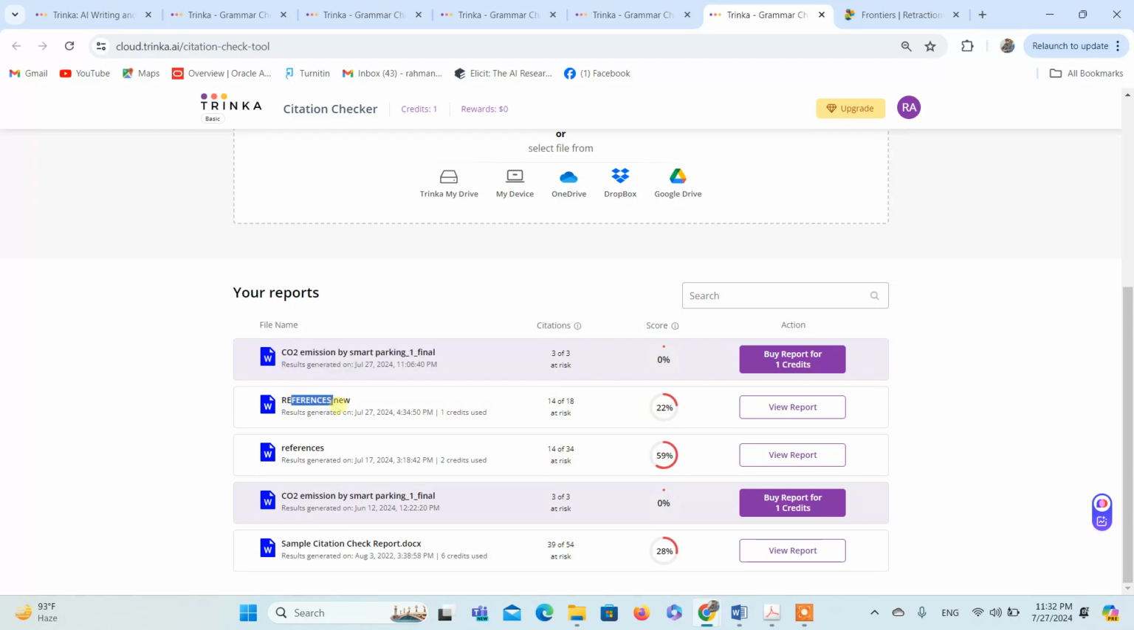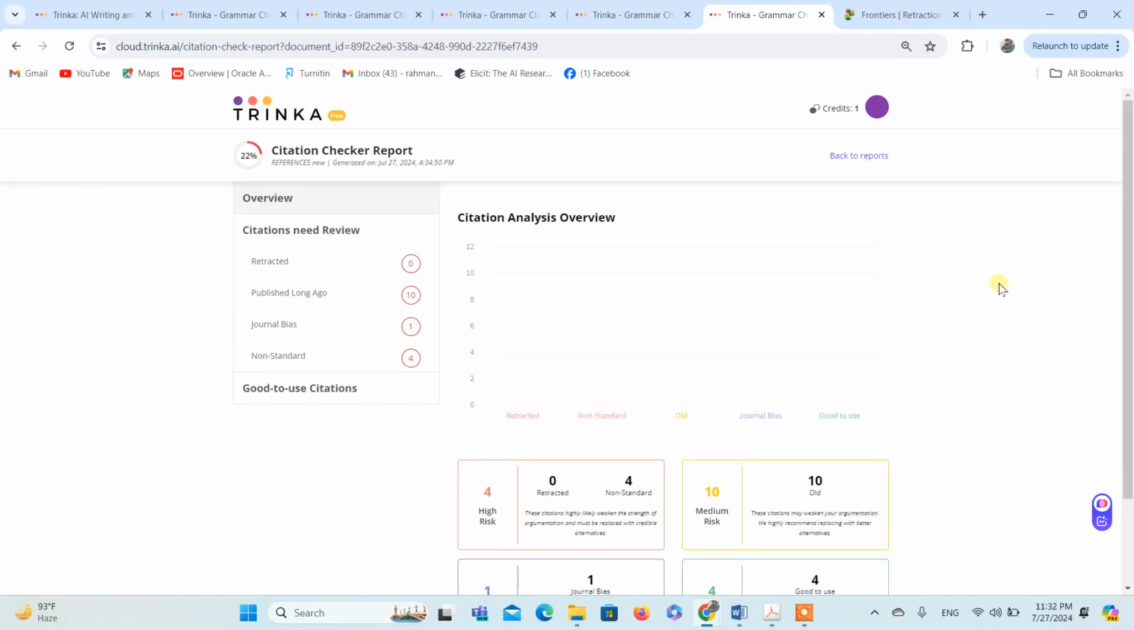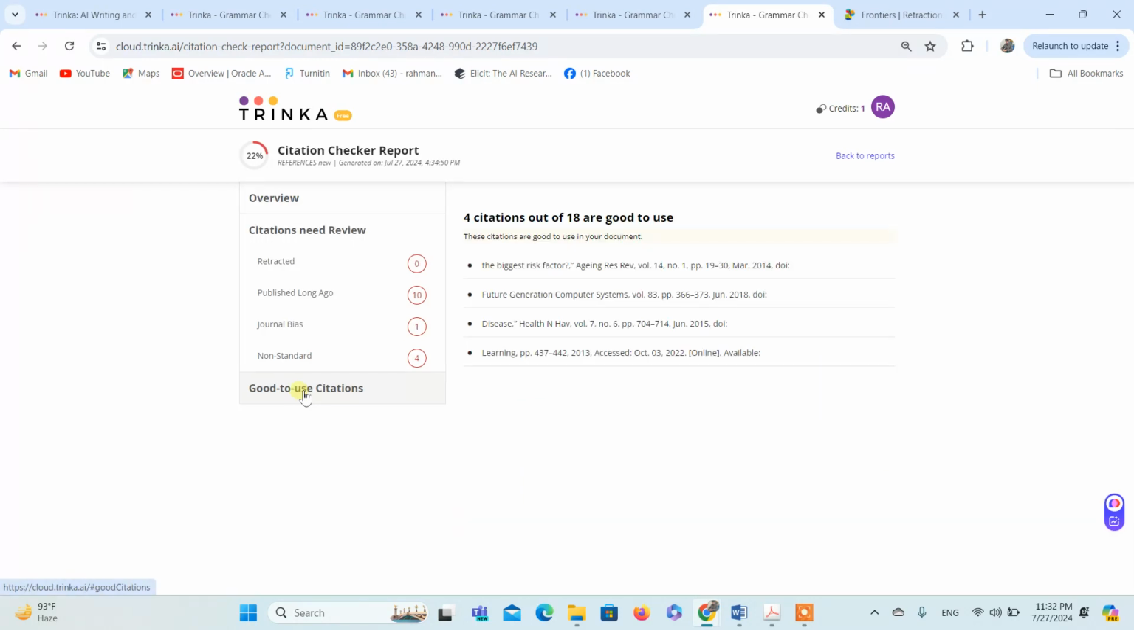You can see that we have uploaded only the references for that research paper, and 22% is the score of these references. When we go and look into the report in detail, it gives me an analysis, and this analysis is divided into two groups. One is citations which need review and some attention by the author to improve them, and the second category is good-to-use references. Good-to-use references in this case are two references that have no issues.